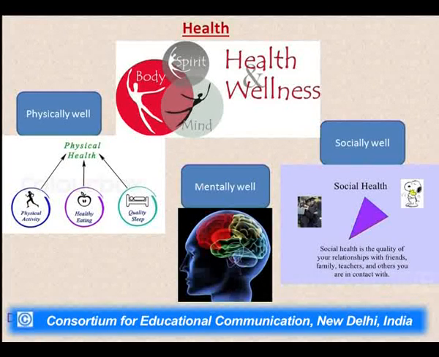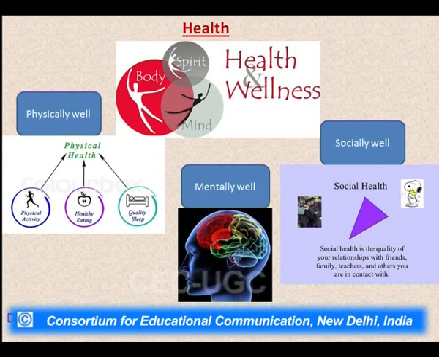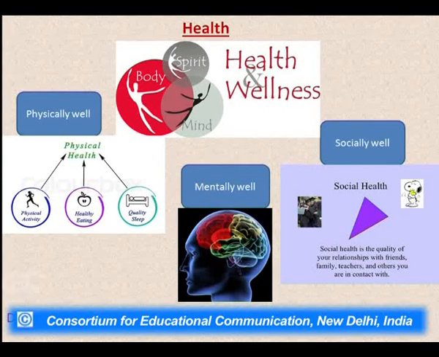So, starting with the lecture, what is health? Health is composed of three parts of fitness: we are physically well, mentally well and socially well. What is physically well? We do physical activity, eat healthy food and get sound sleep. These are all connected to our physical health, and our mental peace also comes into the wellness of health. The third category is socially well. Social health is the quality of your relationship with your friends, your family, teachers and others you are in contact with.